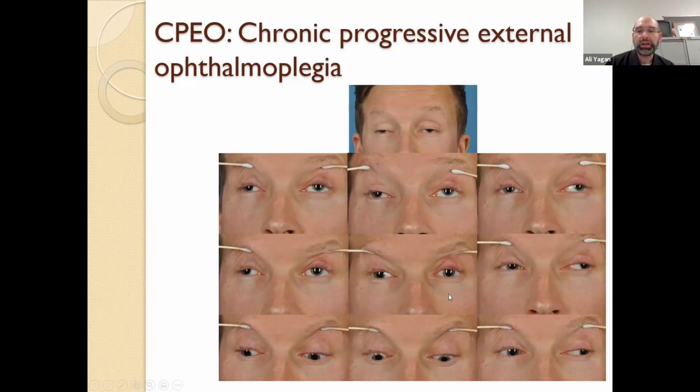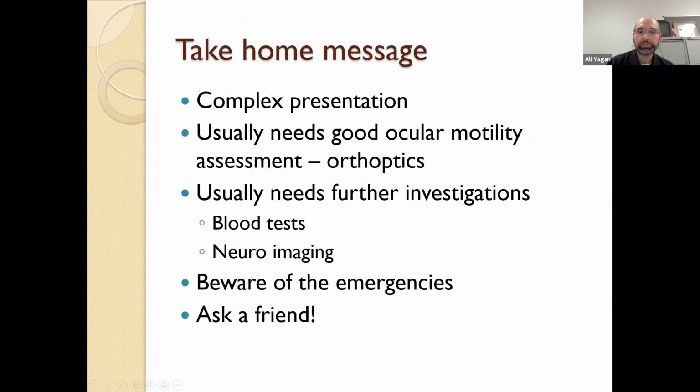Usually the key here is its chronicity. So it happens really very slowly, and they don't normally complain of double vision because it affects both eyes, usually symmetrically, so it doesn't really cause double vision. But sometimes they get a little bit out of balance. For example, this guy is exotropic, so he has double vision. He ended up needing surgery to try to help with that.